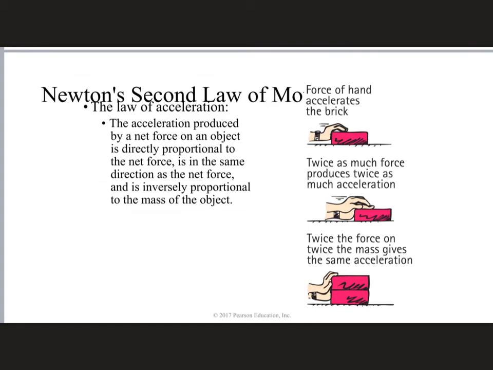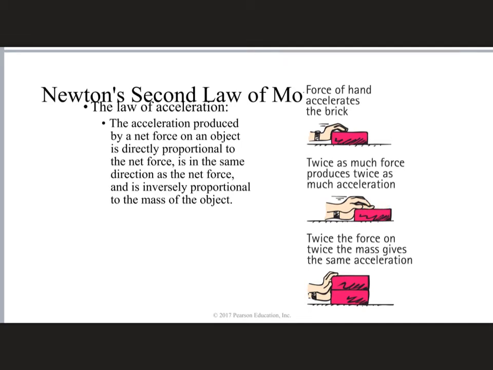The acceleration produced by a net force on an object is directly proportional to the net force. It is in the same direction as the net force, and it is inversely proportional to the mass of the object. And so we have this little picture over here on the right. We have a force applying to a brick, and if I take two hands and double the amount of force acting on my brick, I get twice as much acceleration.